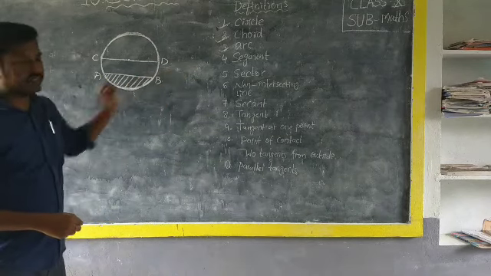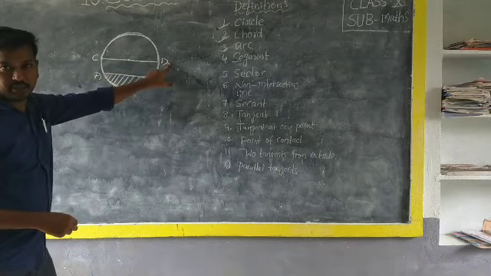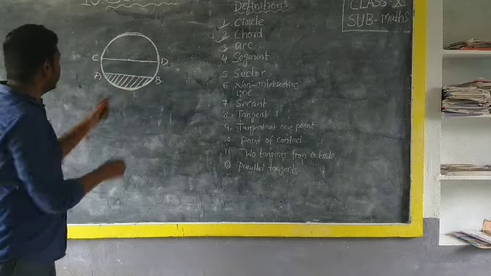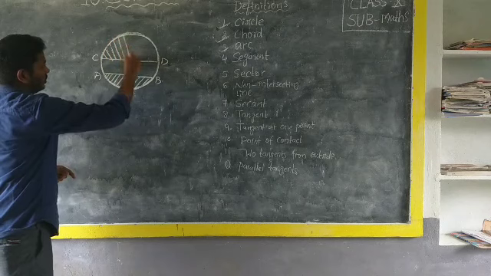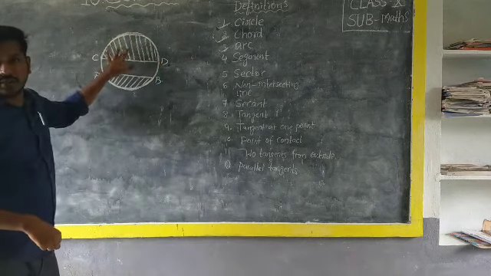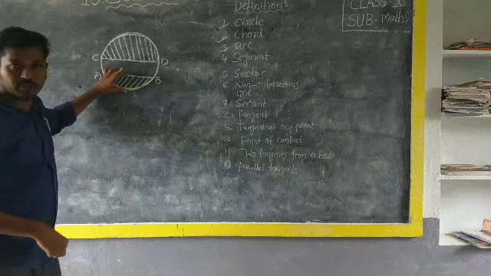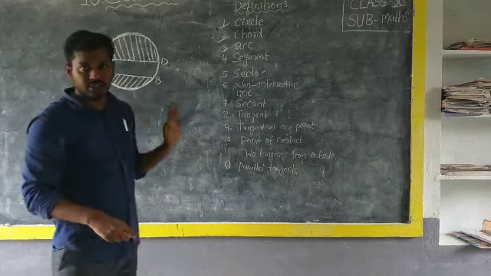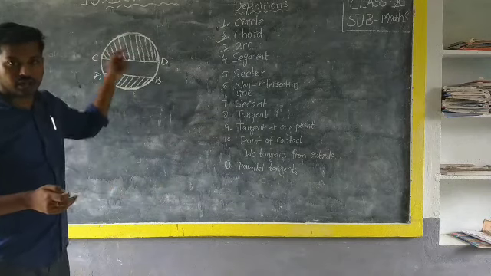If you observe here, CD is also a segment. This arc, this portion, is also a segment. And AB is also a segment. This part is called a segment, and this part is also called a segment. Understand that a segment is a joining of one chord and one arc.